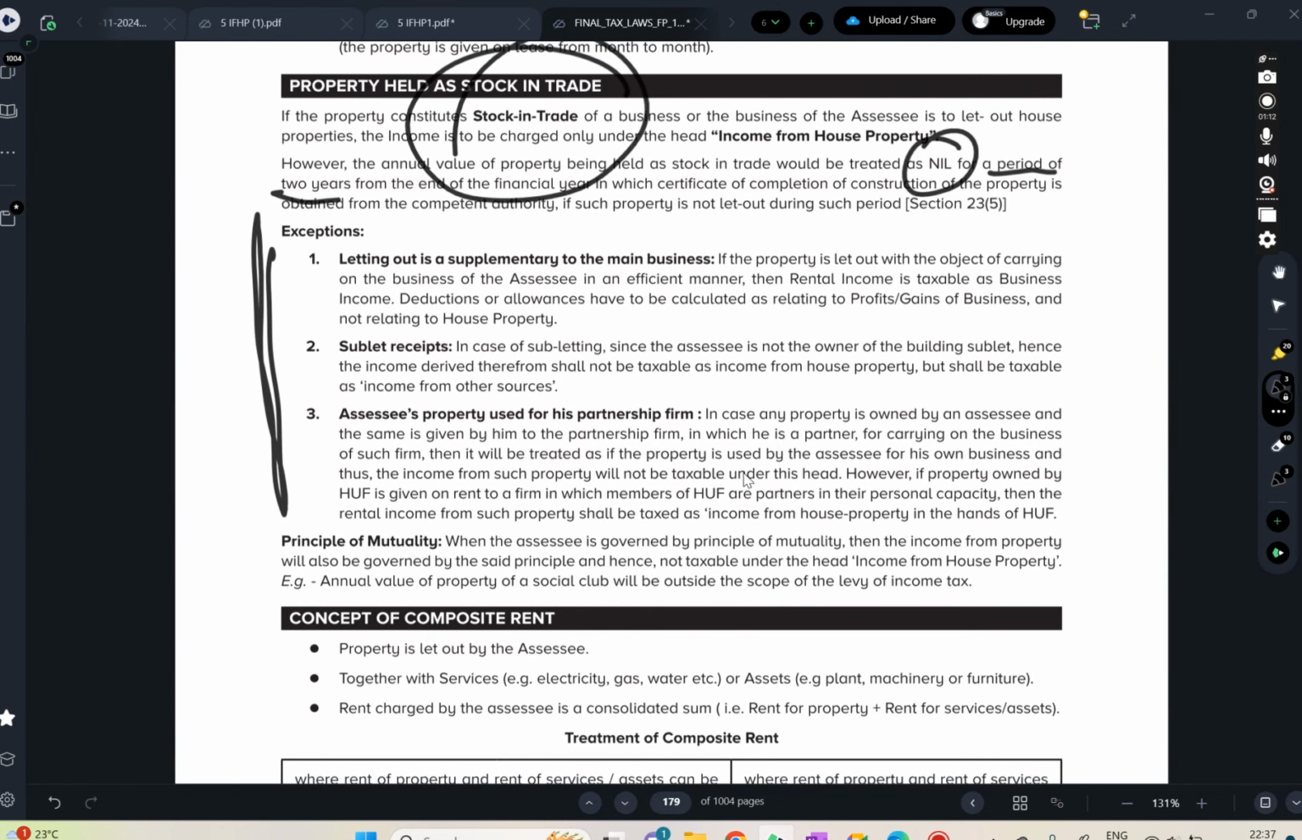What kind of business are they saying? Letting out, that's what we discussed. Is letting out related to your main business? Then it will come under what? It will come under PGBP, right? Or you are a builder or constructor, then it will come under where?